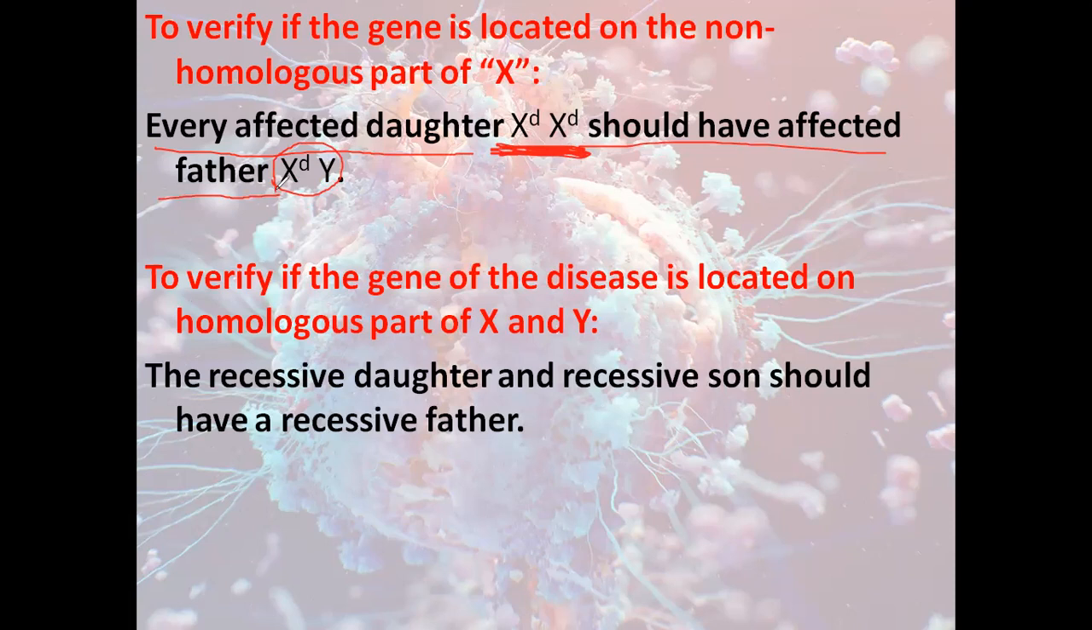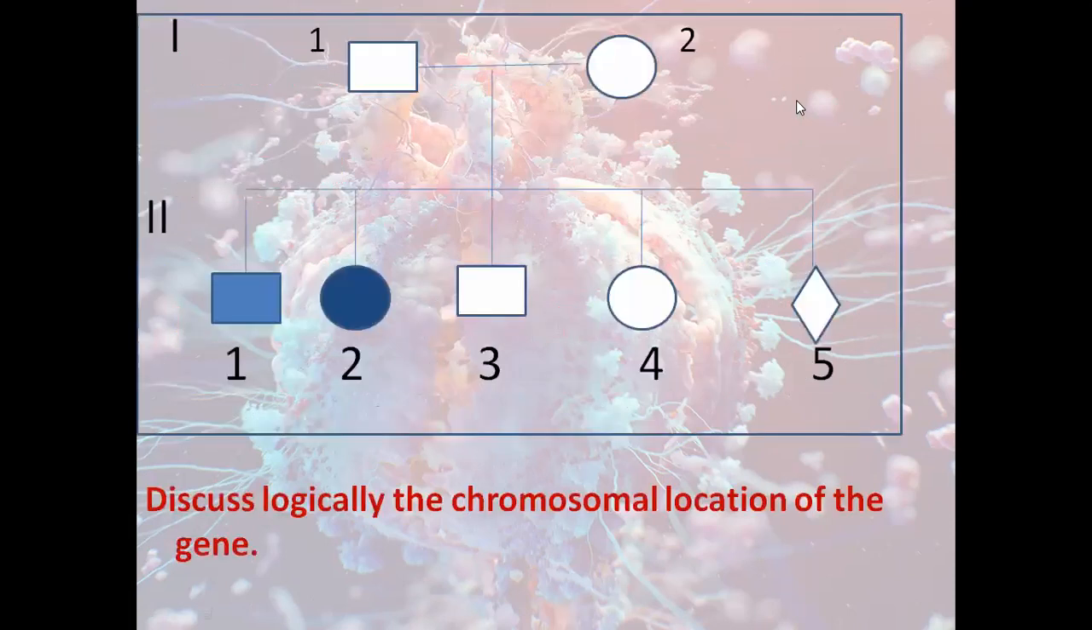Number four, how to verify that a gene is located on the homologous part of X and Y. For the homologous part of X and Y, the recessive daughter and the recessive son should have a recessive father. How? We will explain this exactly when we move to the pedigree in this application. In this application, we have 1, 2, and 1, 1 and 1, 2. They are normal. And also 2, 3, 2, 4, and 2, 5, also they are normal.